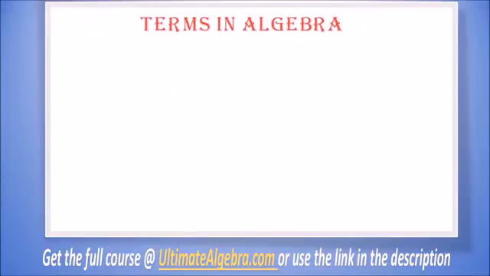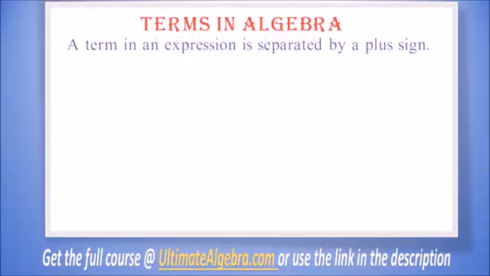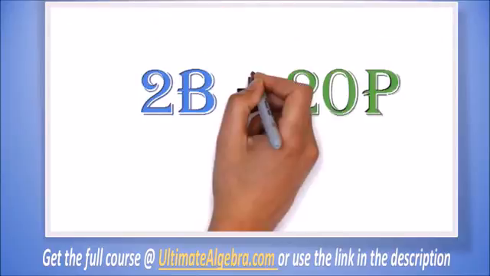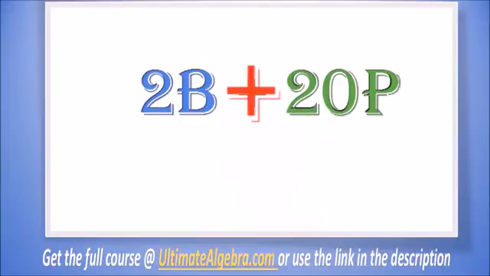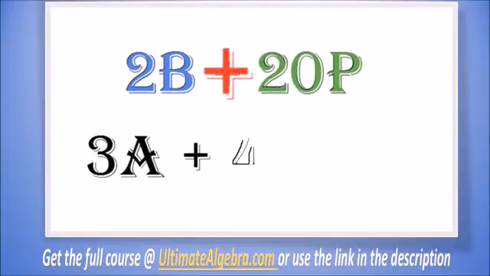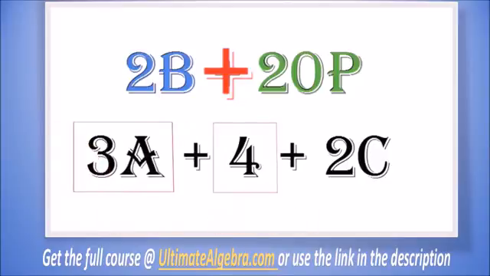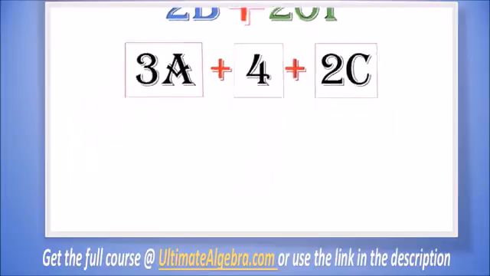What is a term in algebra? A term in an expression is separated by a plus sign. Example: 2b plus 20p has 2 terms, the 2b and 20p. Notice they are separated by a plus sign. Also, 3a plus 4 plus 2c has 3 terms, the 3a, the 4, and the 2c. Notice how they are separated by plus signs.